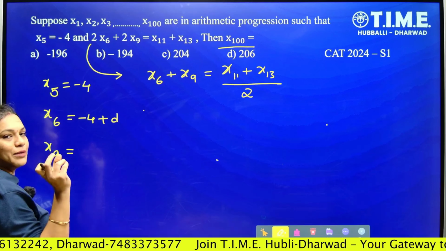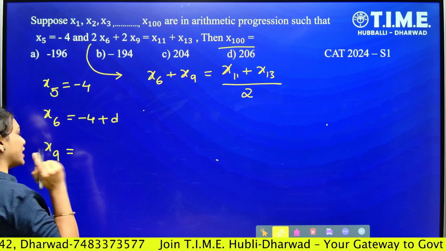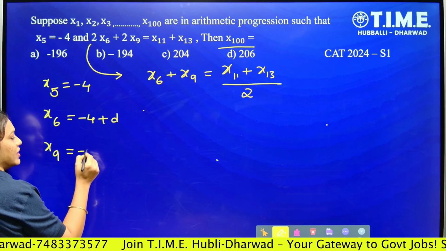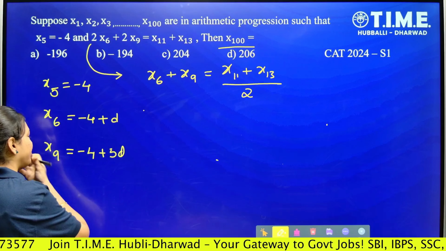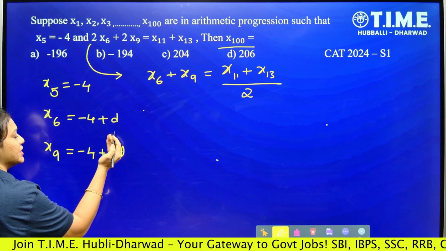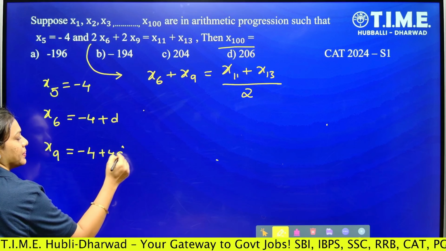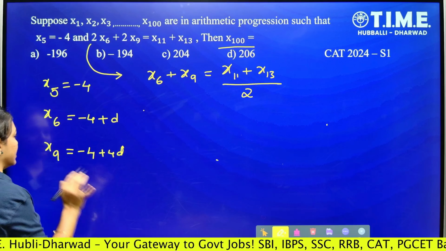Which means that there is a gap of 5 terms, right? So can I say x9 is given, in the sense, can I write minus 4 plus 5d? No, 9 minus 5. 9 minus 5 is how much it is? 4d. Okay, see, understand here.